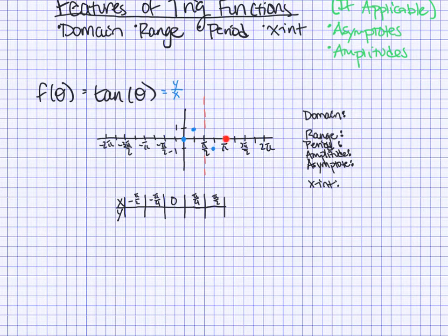Let's see at pi, we can see the coordinate there is -1, 0. So 0 divided by -1, that's still just going to be 0. Okay, let's mark that in. Let's take a look at 5 pi over 4. So 5 pi over 4 right here.